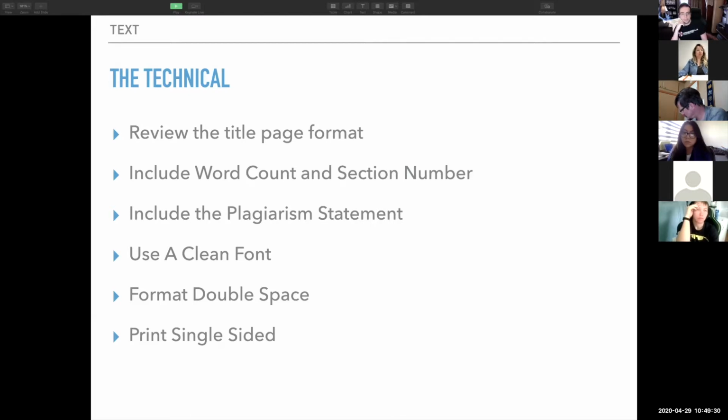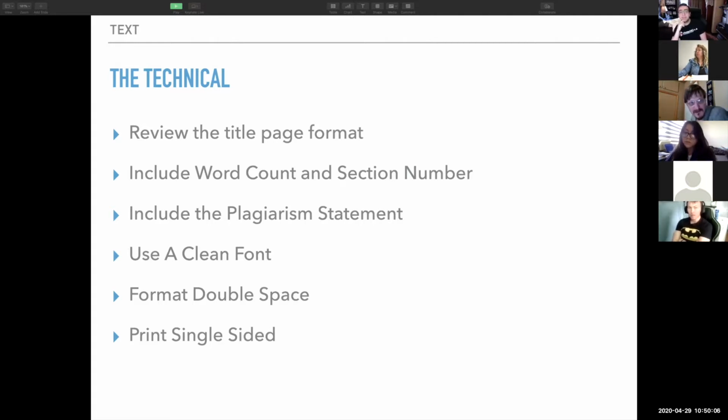Include word count and section number. So you guys would be section 3. Just make sure that you're putting that in. You want to make sure that you include the plagiarism statement. That's just policy for the college, so it's required that you have that on there. I know it's kind of a pain to sign it. If you type your name in at the bottom with the date, that's serviceable.